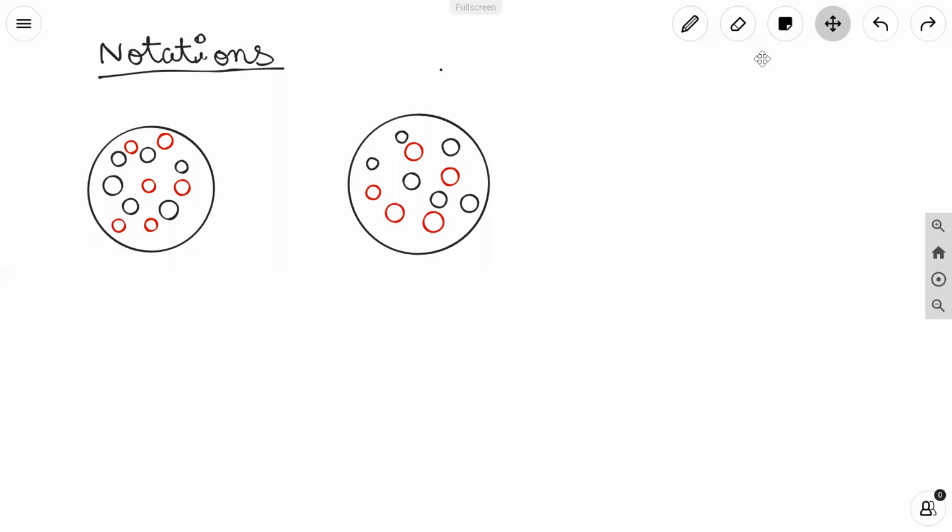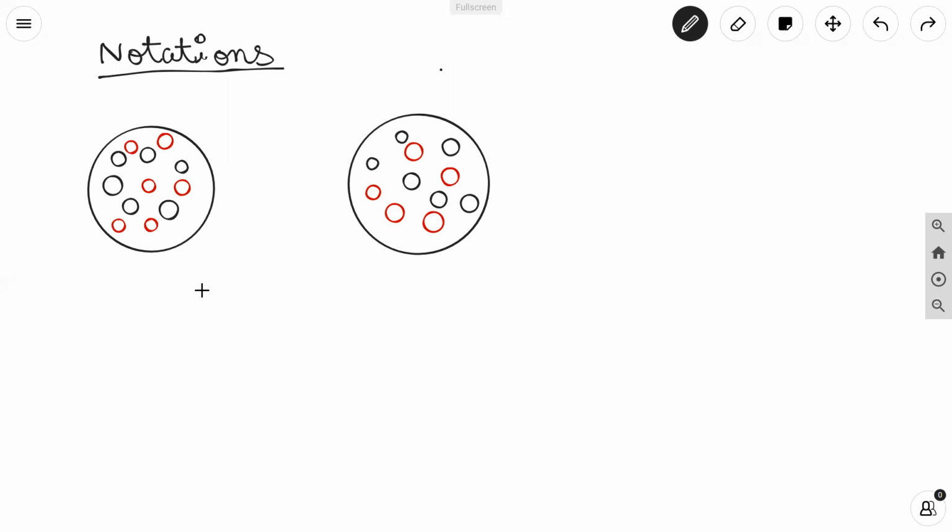Now we'll be talking about notations. I've already told you that the black circles represent neutrons and the red circles represent protons. And in this chapter, you don't see the orbits in which electrons revolve around, because we are just talking about the nucleus of an atom, so we don't need them. That's why I've not drawn them here. So I think we can move ahead.